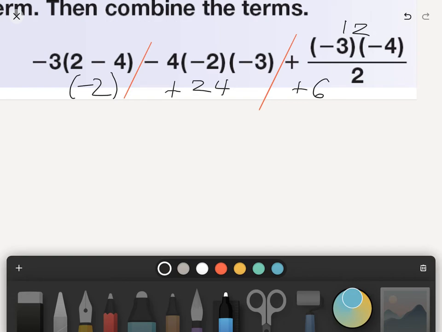Okay, then. Oh, I probably should have done this one already too. So then my negative 3 times my negative 2. Is that what's confusing you? Yeah. Oh, sorry about that.